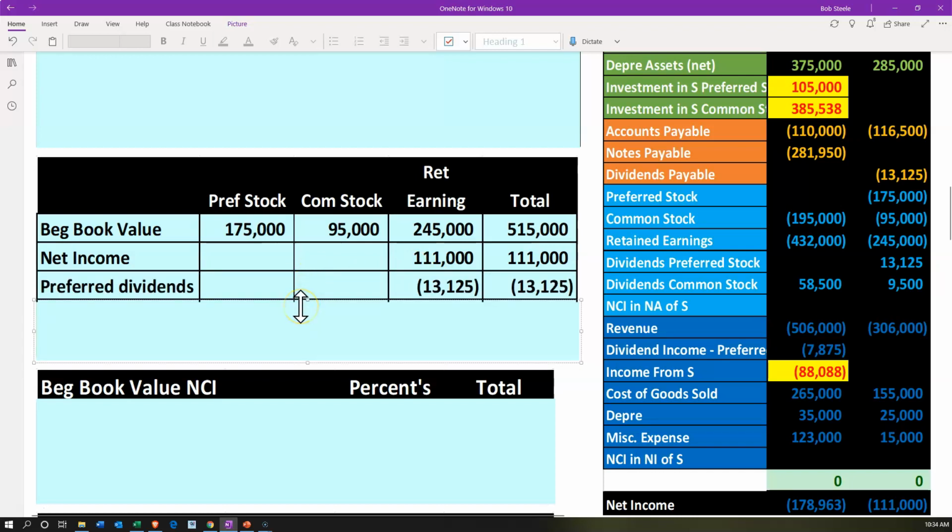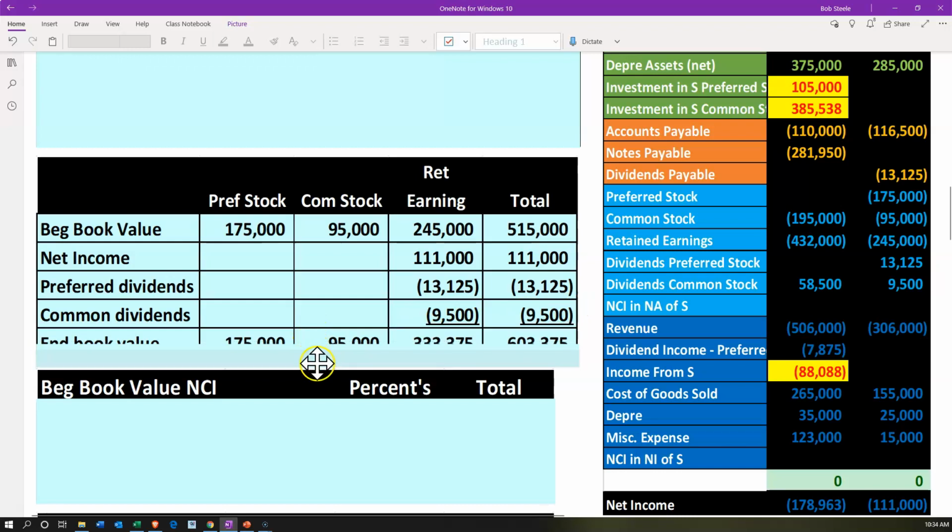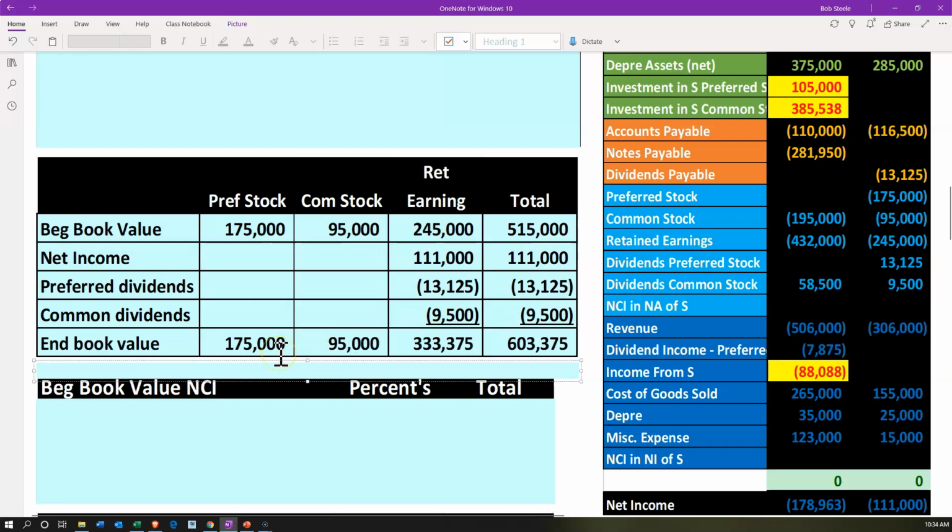Then we've got the preferred dividends. They're going to be a negative within our calculation, rolling into retained earnings and bringing retained earnings down. Then we've got the common dividends. This is the activity that is happening, the normal dividends, and that's going to be reducing the retained earnings. That will give us our ending numbers: preferred stock, no activity from beginning to end, 175,000; common stock, no activity, 95,000; retained earnings, 333,375; and total, 603,375.